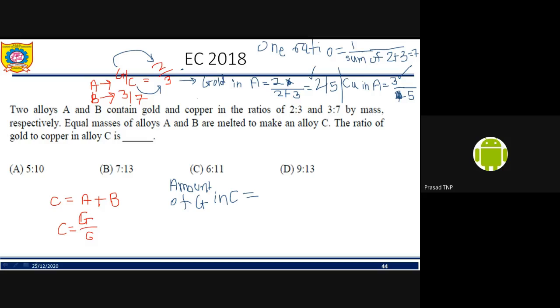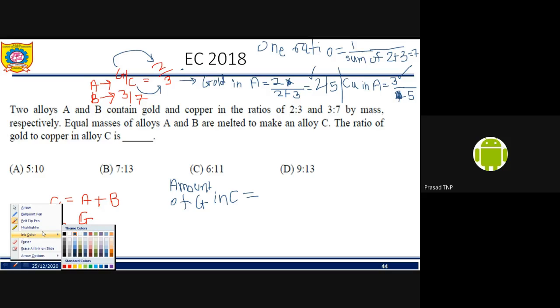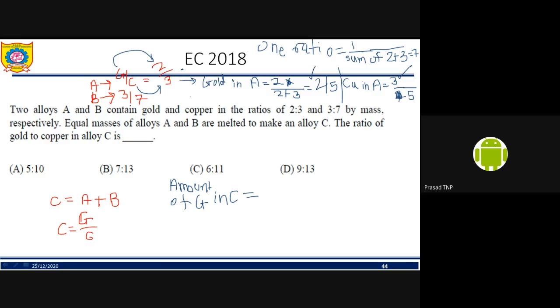Now similarly, we can calculate the gold and copper from alloy B. Gold in alloy B is equal to 3, since the ratio is 3:7, where 3 is the term for gold and 7 is for copper. So 3 by the sum of ratio terms, 3 plus 7, so it is 3/10.